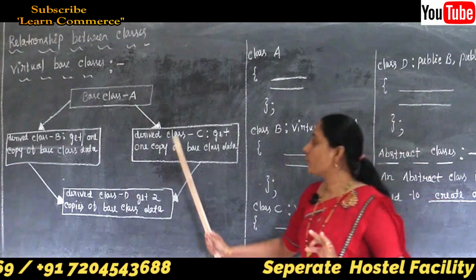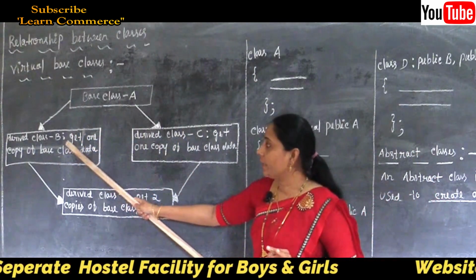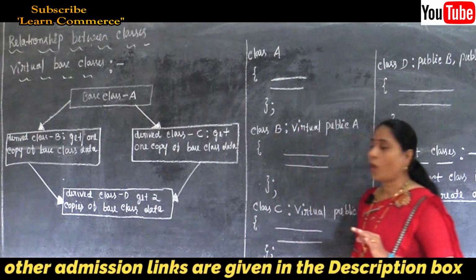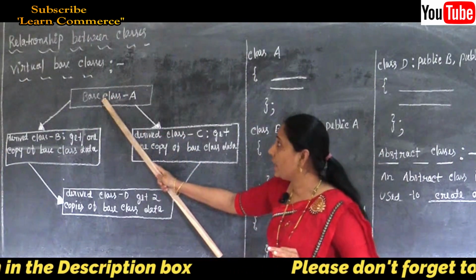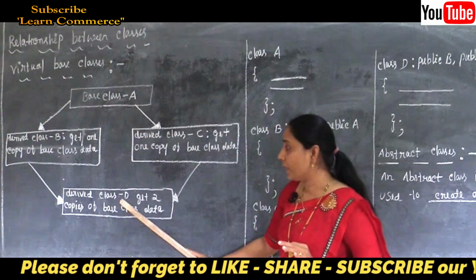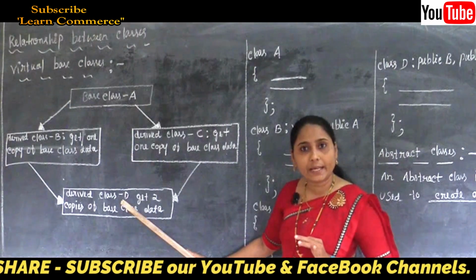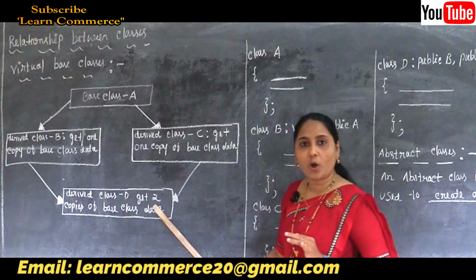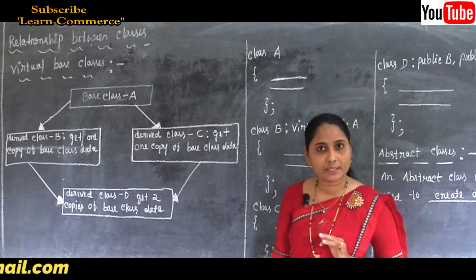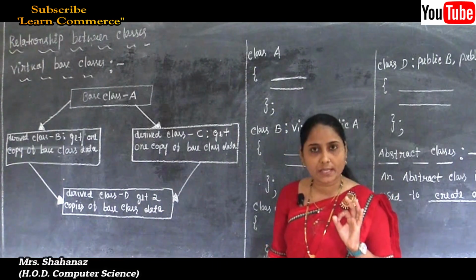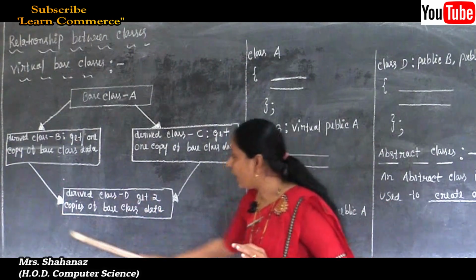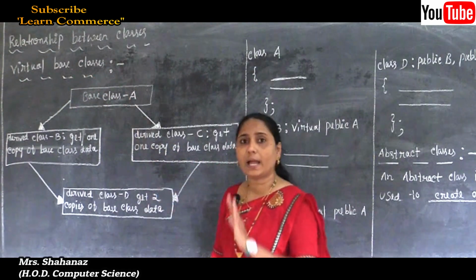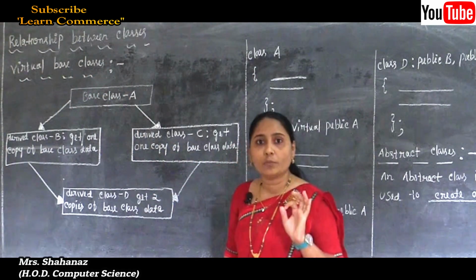So we can say that in public inheritance, the classes B and C get one copy of the base class data, whereas the derived class D, which is created from B and C, gets 2 copies of the base class data. Clear this point here, 2 copies of the base class data. Later I want to tell why, because we are in the concept of virtual base classes. I still haven't told about the virtual base classes.